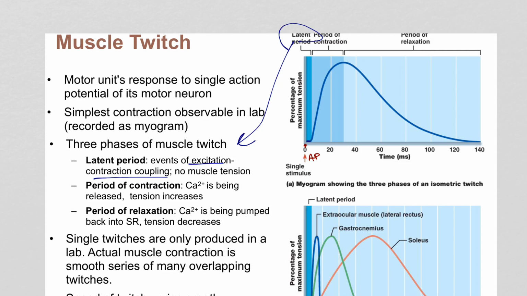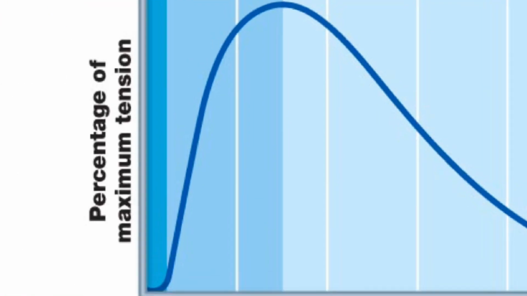Once calcium is released and actin and myosin can actually contact each other, myosin starts pulling, you get tension, and that's the period of contraction. And that jives with the definition of contraction that I put on the board in class, which is just increasing tension.